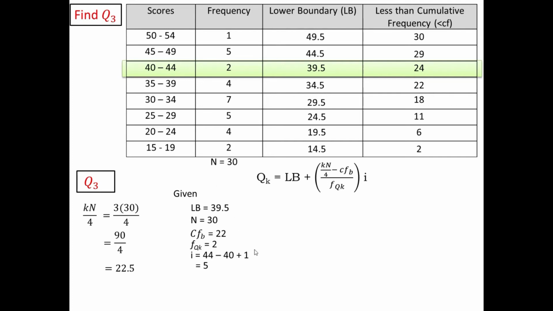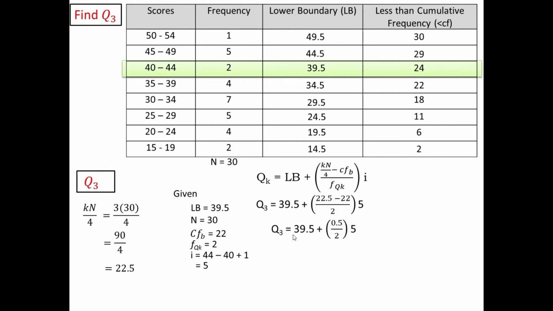Okay? Nakuha na natin yung mga values, so pwede na natin i-substitute dito. By substitution, we have this. Si Q sub k naging Q sub 3 dahil yun yung ating hinahanap. Si lower boundary is 39.5. Si kn over 4, na-compute na natin to as 22.5. Minus, si cumulative frequency before, 22. Si frequency of the quartile class is 2. Interval is 5. Next, simplify natin na sa taas. 22.5 minus 22, that's 0.5.